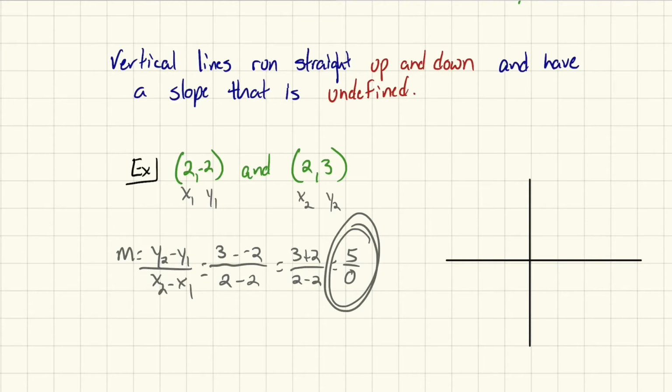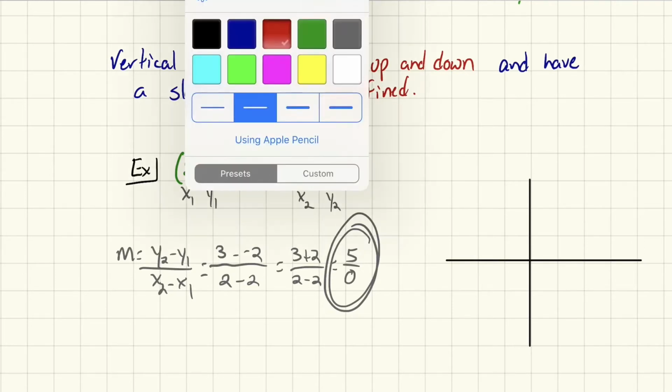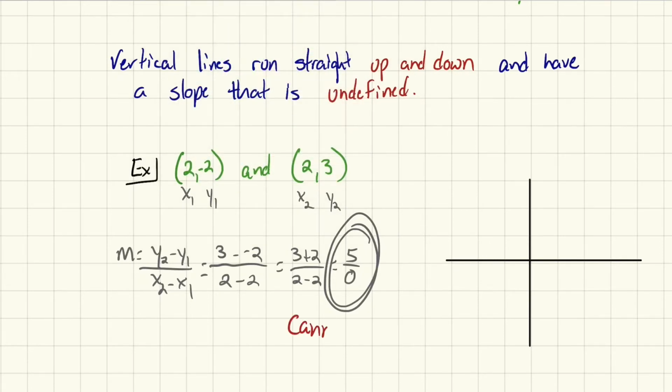5 over 0. Sometimes people will look at that and think, well, a zero's involved, it's just a 0. That's not the case. And I'll put this in red, we cannot divide by 0. You cannot do it. It is not allowed. No. That cannot happen. If you ever go to calculate slope and you get a 0 in the denominator, that is immediately called undefined.